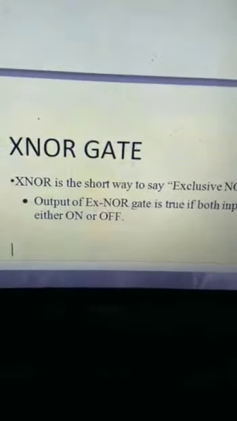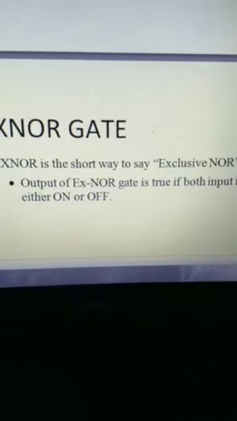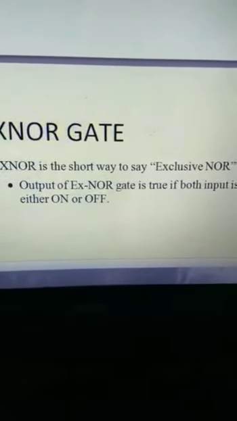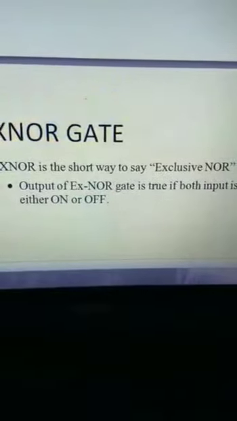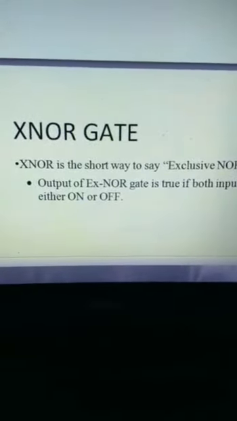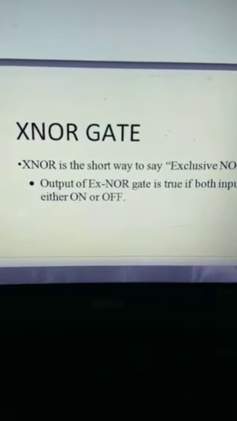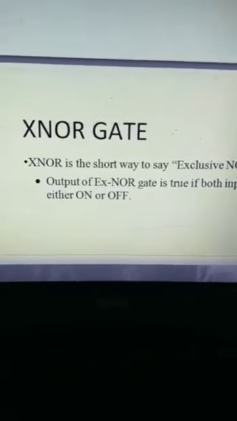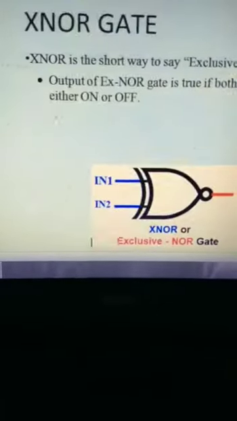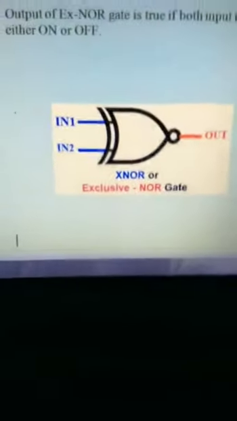Next is the XNOR gate. It is called the exclusive NOR gate. The Boolean expression is just the opposite of the XOR gate. The XOR gate has the expression A XOR B, or A bar B plus A B bar, but here we have to use another inverter, a NOT gate. So we will find the complement of the XOR gate. The complement of the XOR gate is called the XNOR gate.